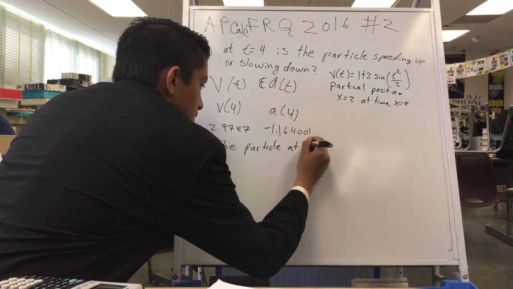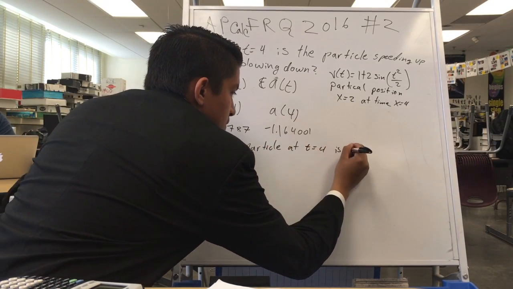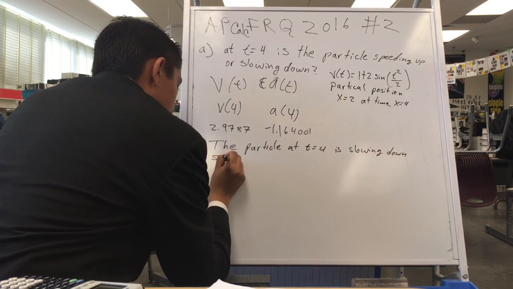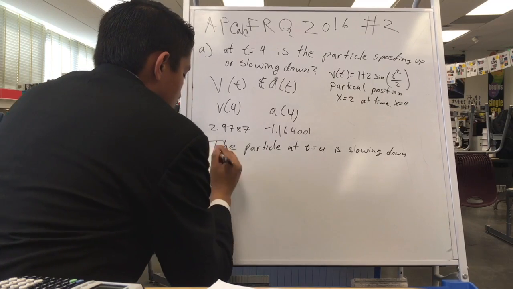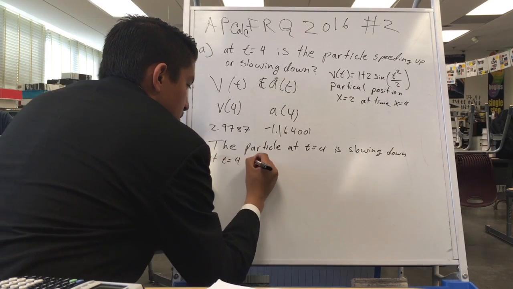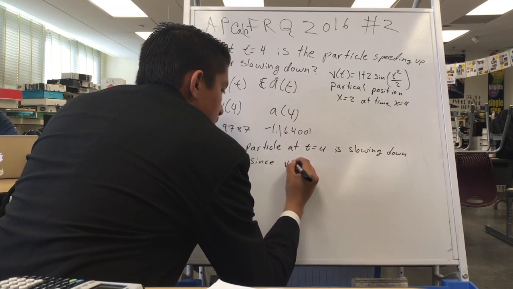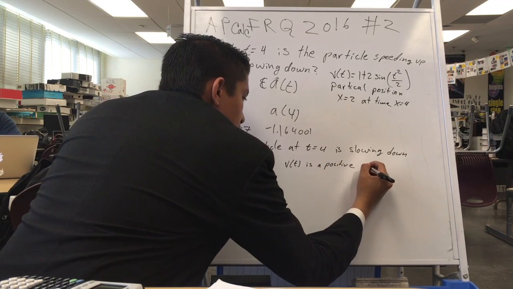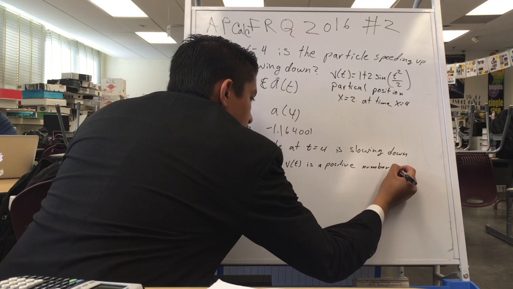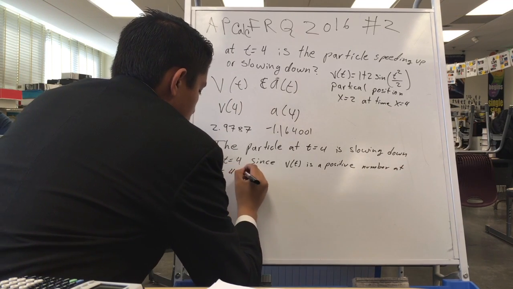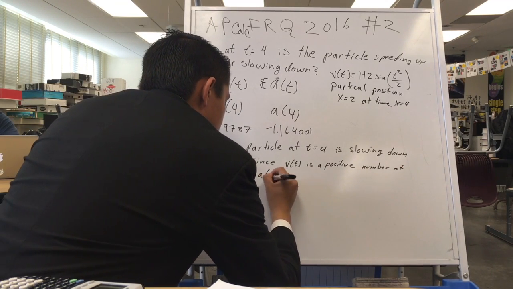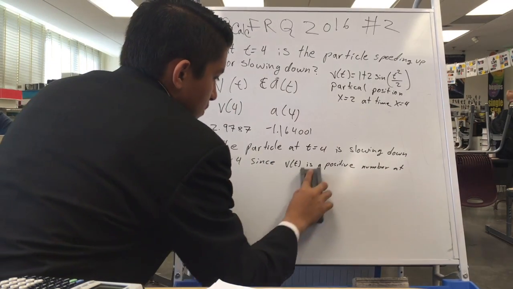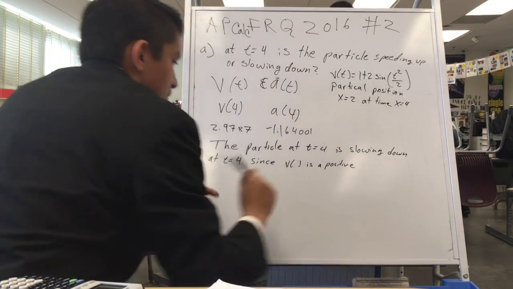So this is what I wrote. The particle at t = 4 is slowing down at t = 4, since v(4) is positive and a(4) is negative. Therefore, the particle is slowing down, because opposite signs mean they're slowing down.